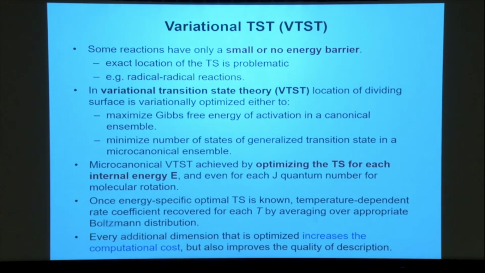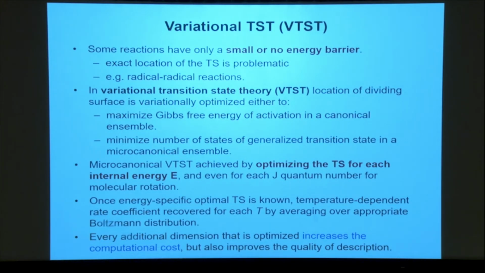I don't know very much at all about variational transition state theory, to be honest, but I thought I'd mention it because actually it's a method that crops up in the calculation of rate constants, particularly for reactions that either have a small or no energy barrier, so where there's no obvious transition state. This is important for radical reactions, for example.